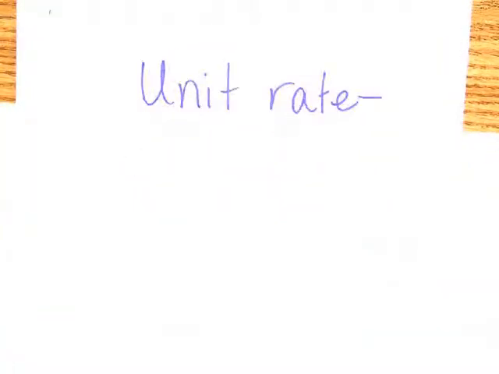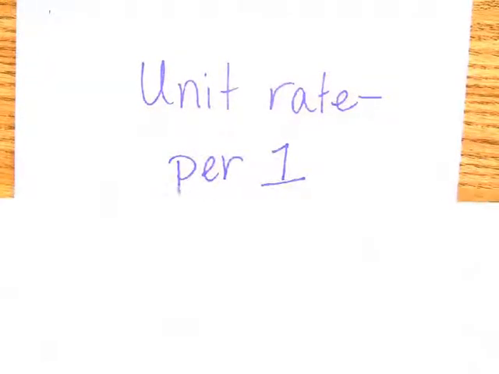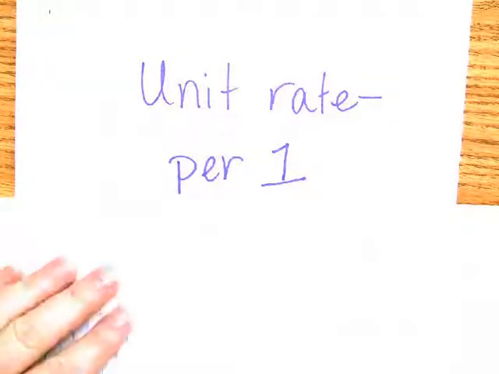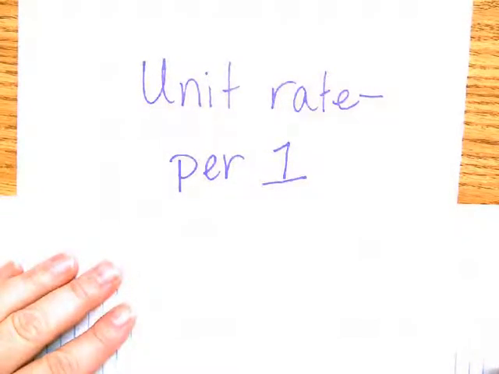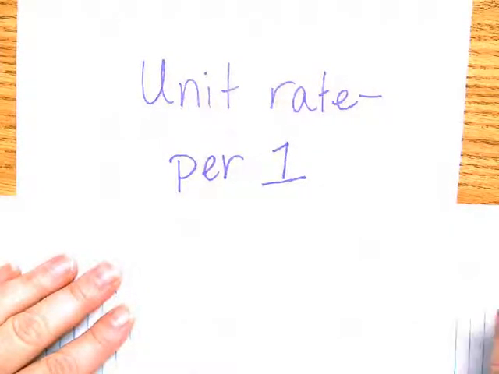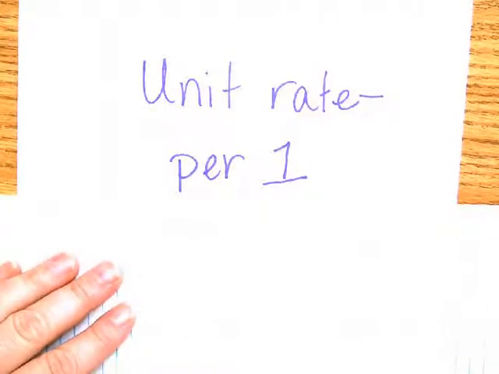So a unit rate specifically is per one. Like when we figure out, or your parents figure out, how many miles they went on a tank of gas, or how many miles they went per gallon, they're figuring out the unit rate.